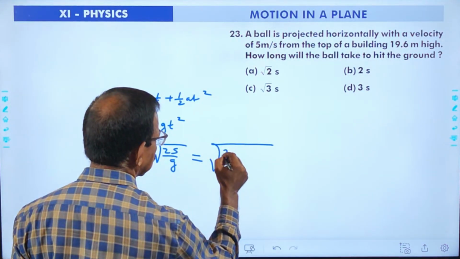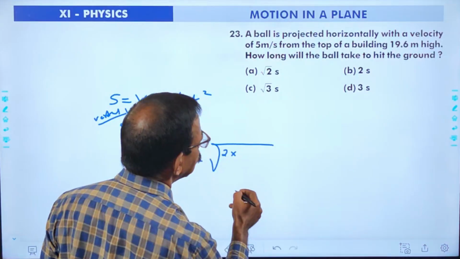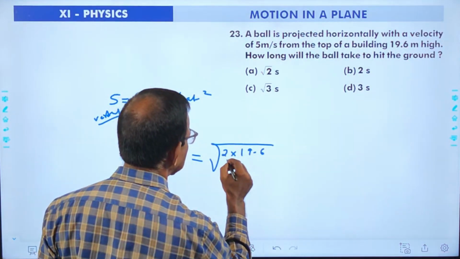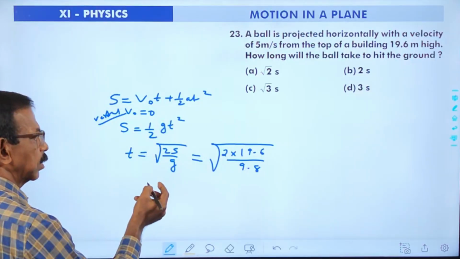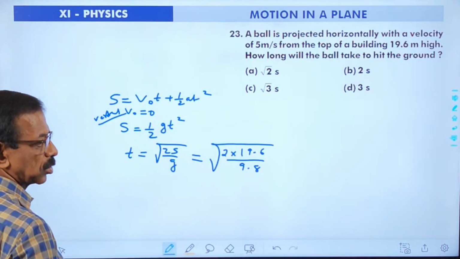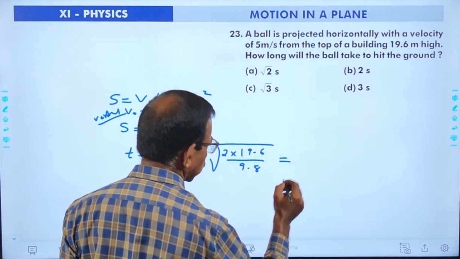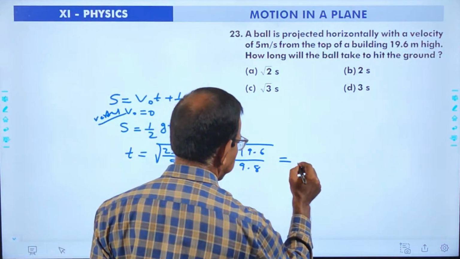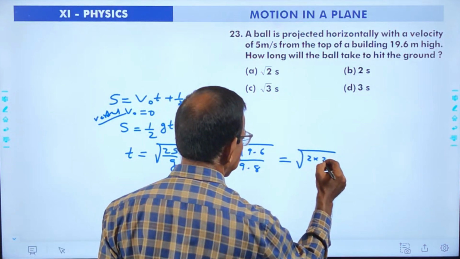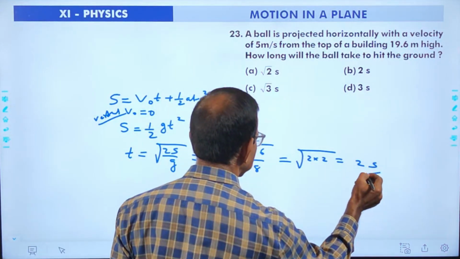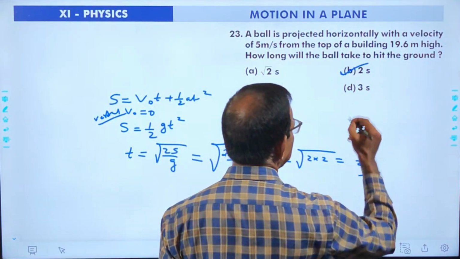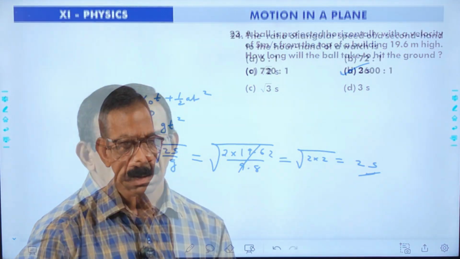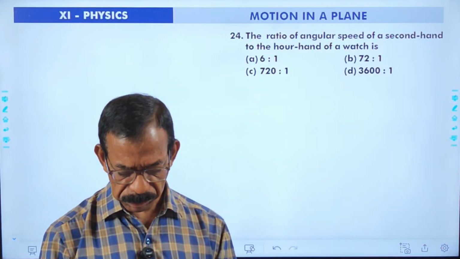Now it is root of 2 into 19.6 divided by 9.8. The horizontal velocity is 5, but we consider only the vertical motion, where the initial vertical velocity is 0. The remaining will be root of 2 into 2, which equals 2 seconds, cancelling the 2. The correct answer is option B. The answer is 2 seconds.